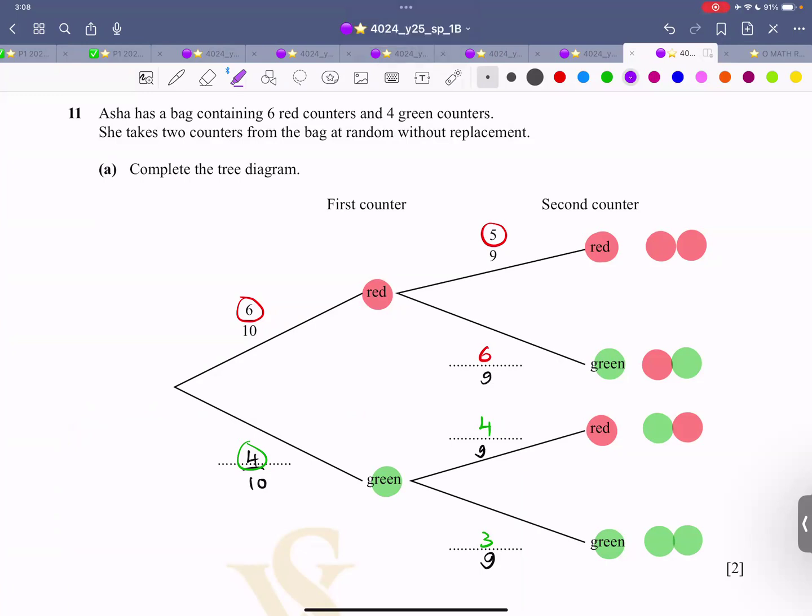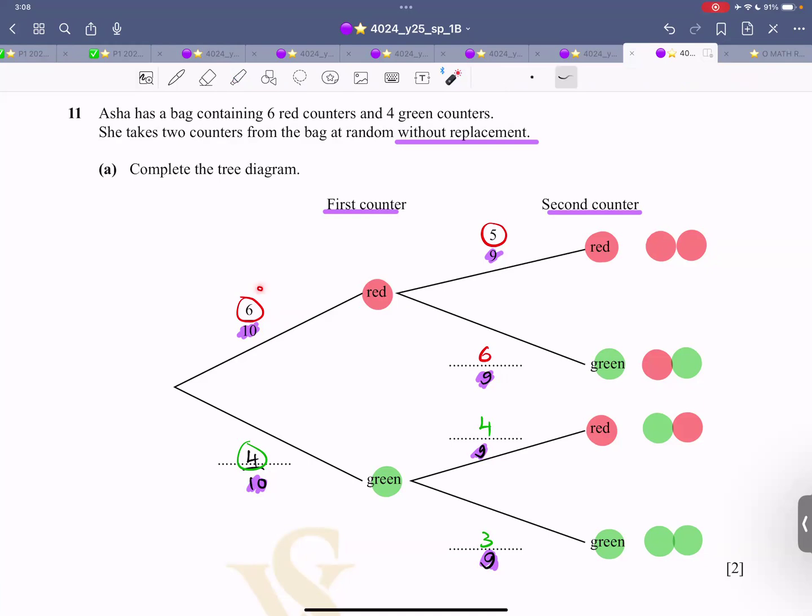So first of all, look at the denominator. That is 10 and 10 because 6 plus 4 adds up to 10. That's the first thing. This is without replacement. And then this 10 over here becomes 9 all along because one of them has been taken out. This is for the first counter. This is the second counter.